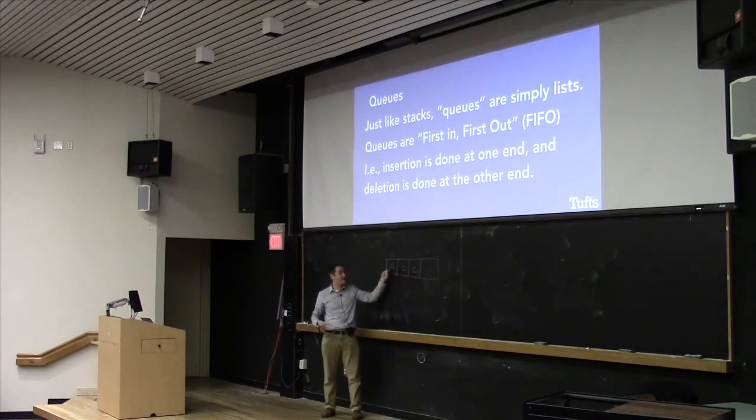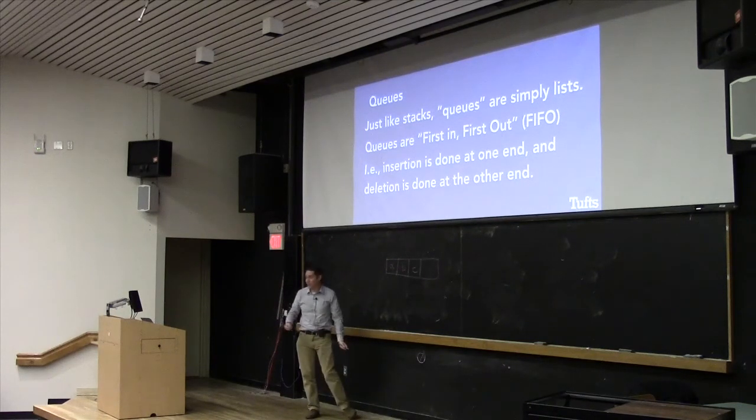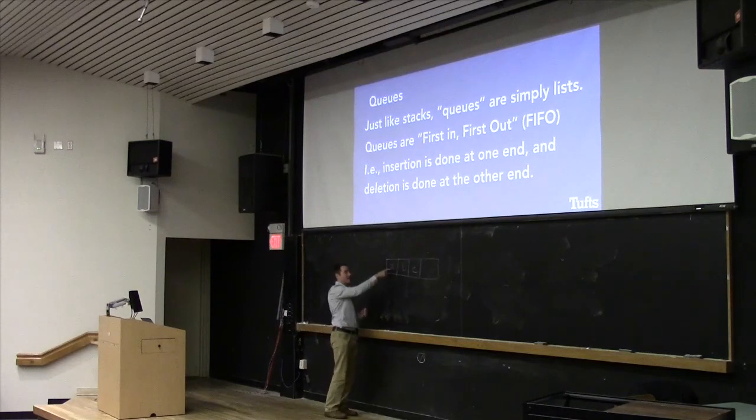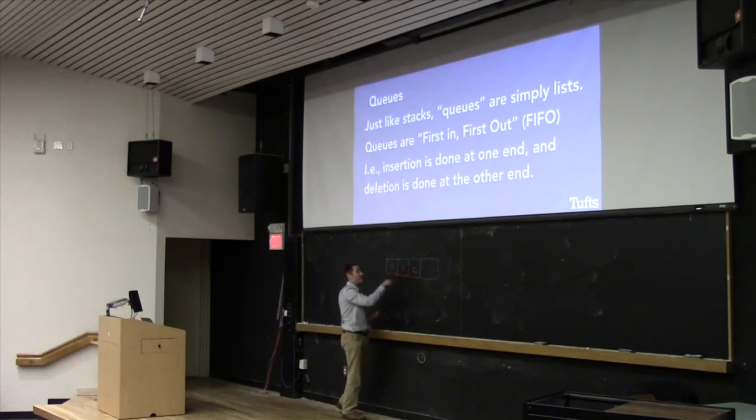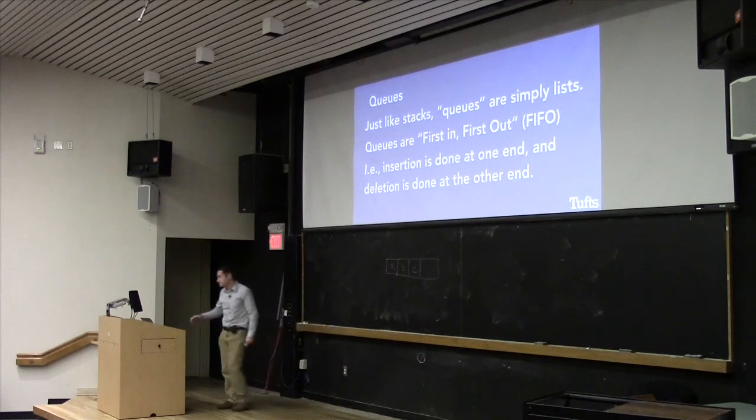Okay? You put them in this way, and then you take them off from the other end. So it's just like a queue if you're lining up at the supermarket, right? A comes into line first, and then B, and then C, and then A gets taken care of first, right? It's a first come, first served sort of idea. Okay?